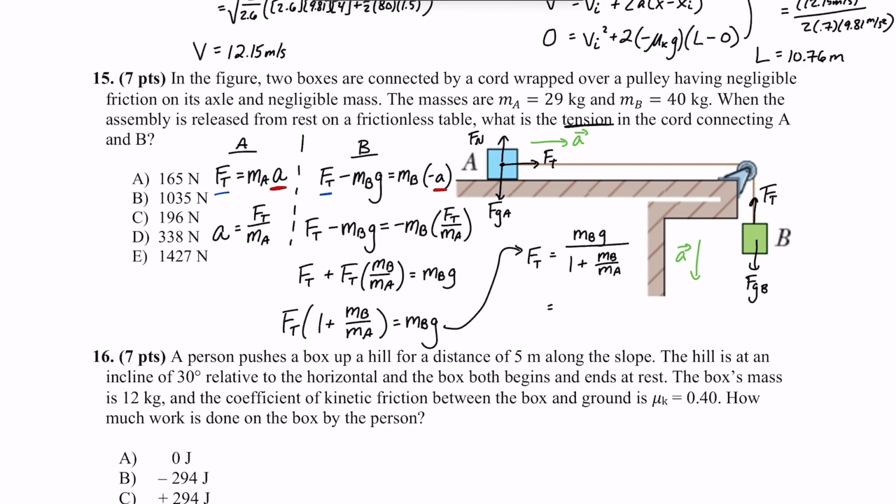Plugging in the numbers, MB is 40 kilograms, and MA is 29. So if I put all of this into a calculator, I would end up with a force of 164.8 newtons, which rounds to 165.